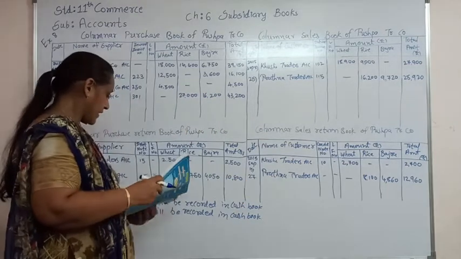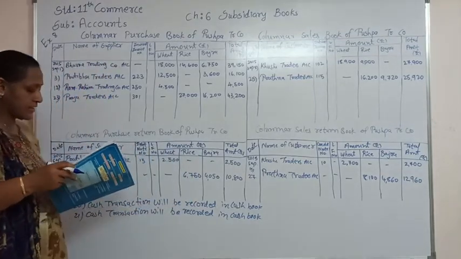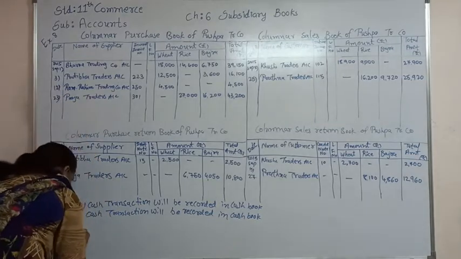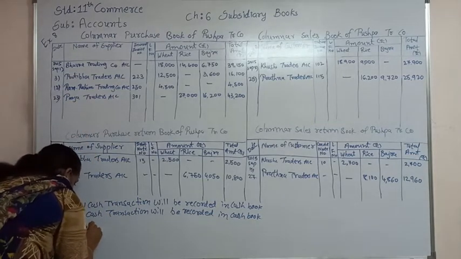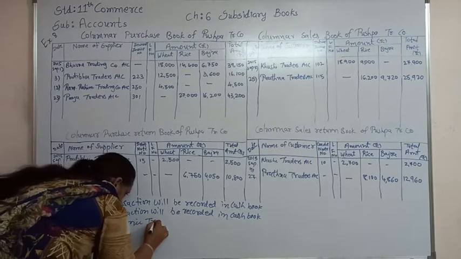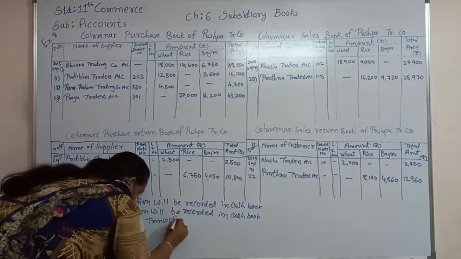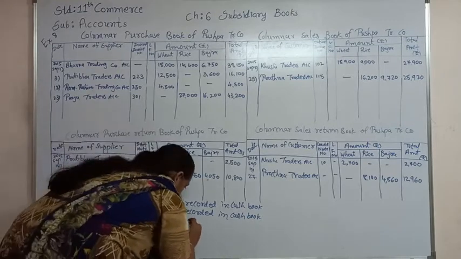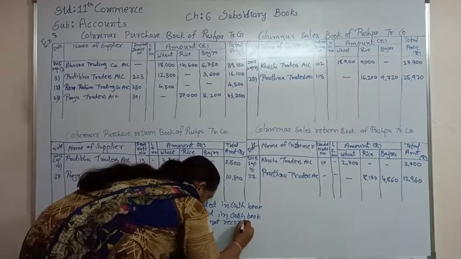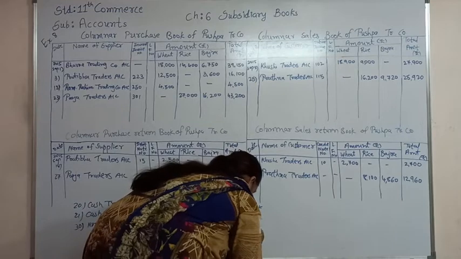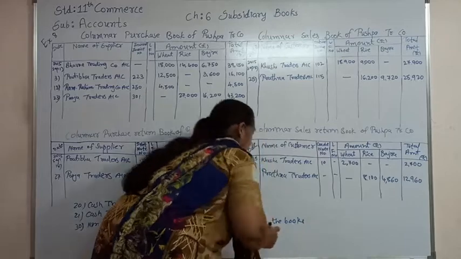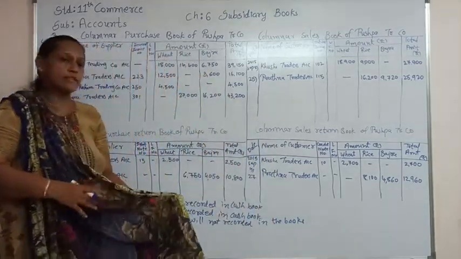So for that, on date number 20, Archana Trading Company has placed an order. Placing an order is a non-economic transaction on 30. Non-economic transaction will not be recorded in the books. So here we are finished with all the transactions.